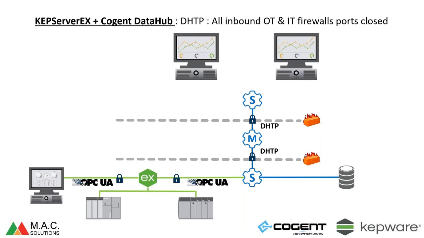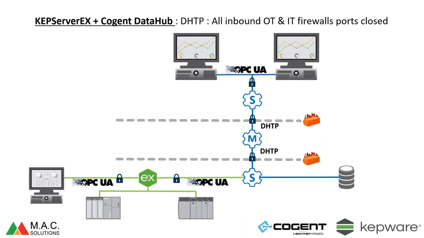Both of those firewalls have all their inbound ports closed. At the top of the slave Data Hub on the IT side, you then get OPC UA. So what you've done in 3 hops here, you've taken the data from the OPC server, KEPServer, and you've made it available to the enterprise systems above, but no ports are opened on either of those 2 firewalls.